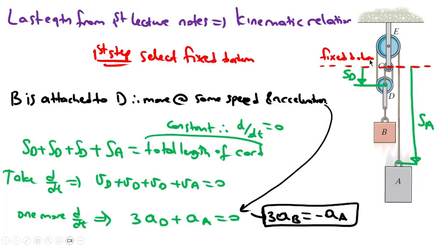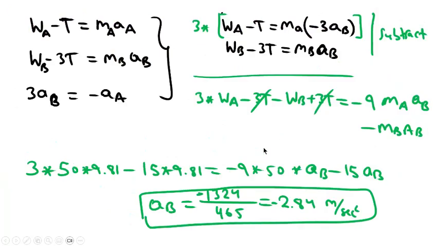And then that kinematic relationship says that the fixed datum, we have SD and then we have SA. 3 SD and then 1 SA will be the total length of the cord. And then I ignored some segments that have a fixed length, because if I take the d by dt, then the constant parts will be 0 as the length of the cord. And then one more, then we have the acceleration terms, and acceleration of D is the same as B because they are attached with the same inextensible cord. And then we got the result with the 3 unknowns and then 3 equations.